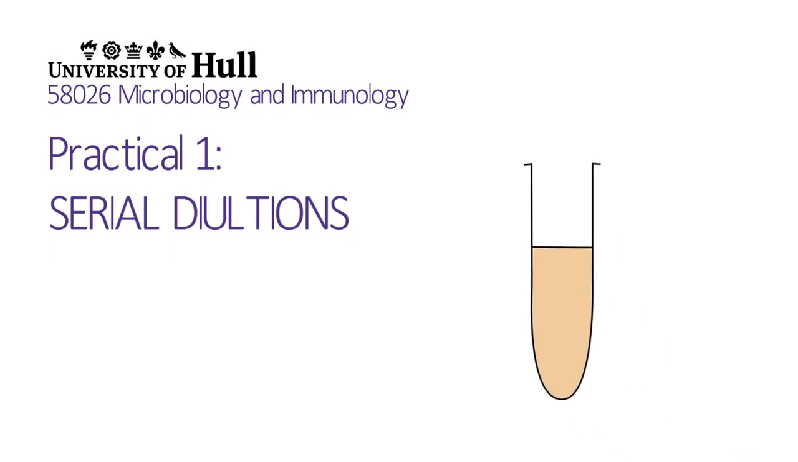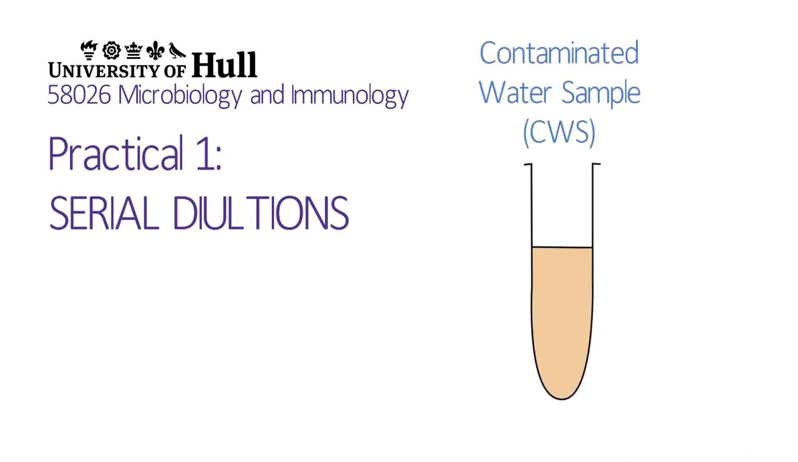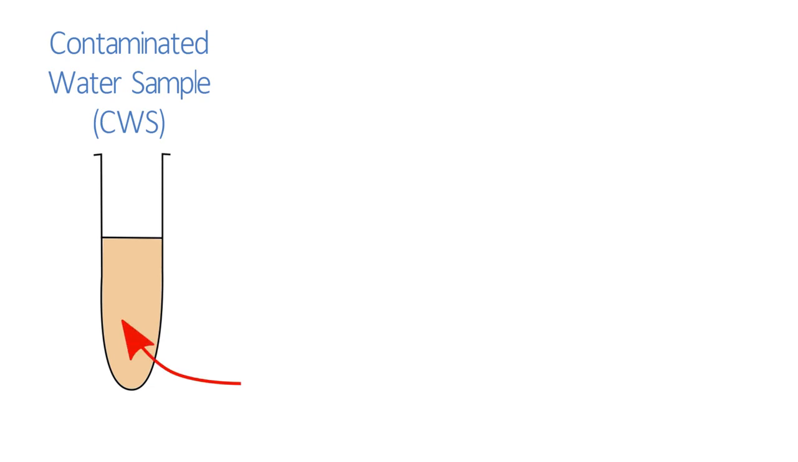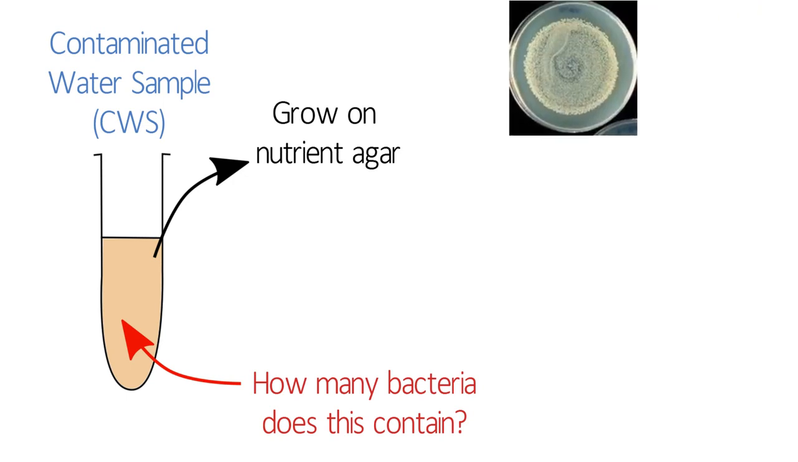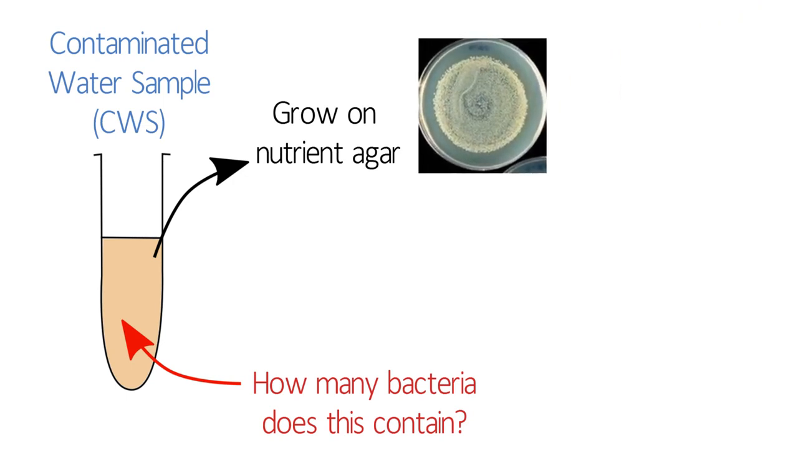In this practical, we're going to give you a contaminated water sample, and one of the things we want you to find out is just how many bacteria it contains. You might think this would be as easy as just plating out the contents onto an agar plate and seeing how many colonies grow. However, if we do this, what will probably happen is there'll be too many colonies to count, and if the colonies grow into each other, then we can't count them accurately.